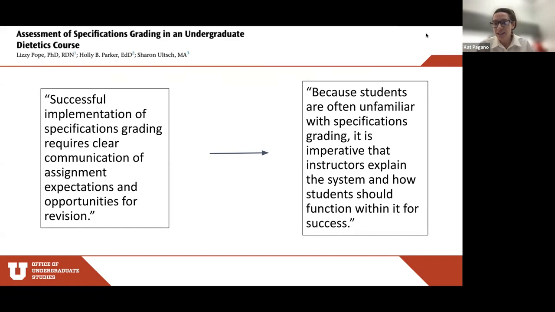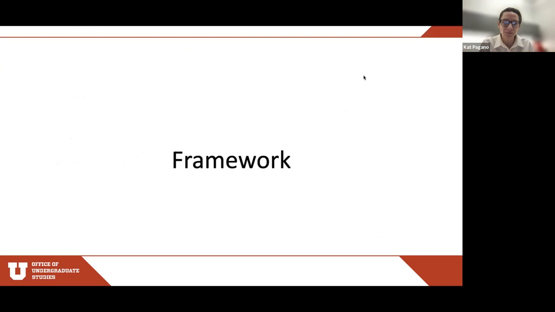Now, one way I like to do this with students is making sure that the first assignment is really low stakes, for example, really quite easy, and allowing students to get their feet wet in this system, especially if they've never had it before or been exposed.